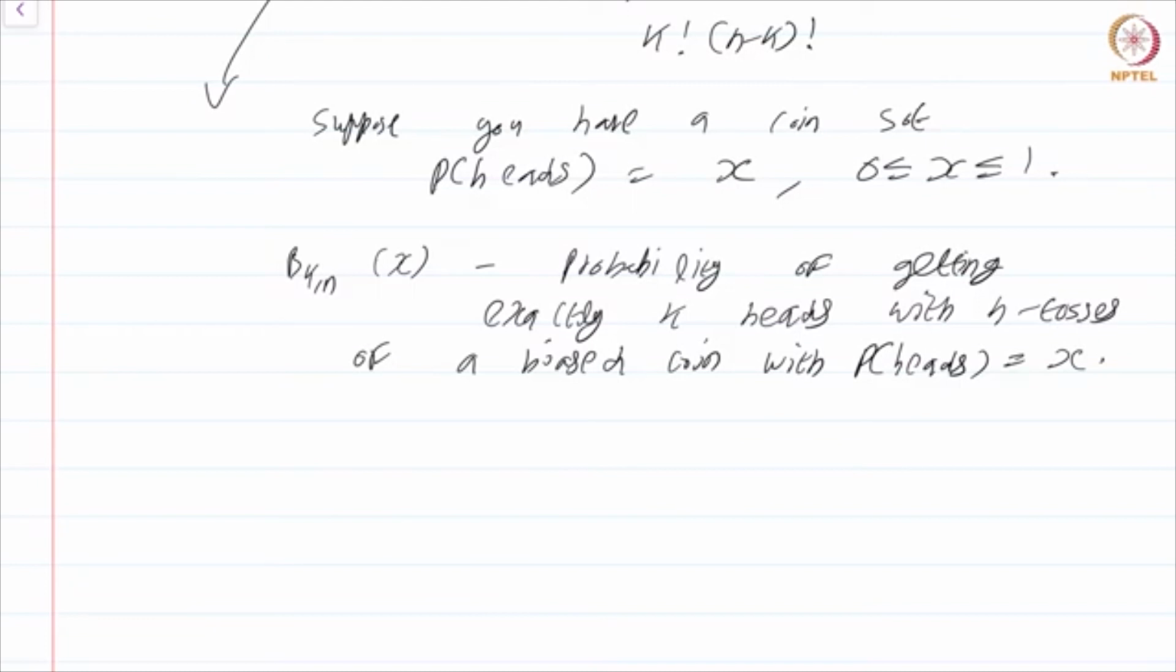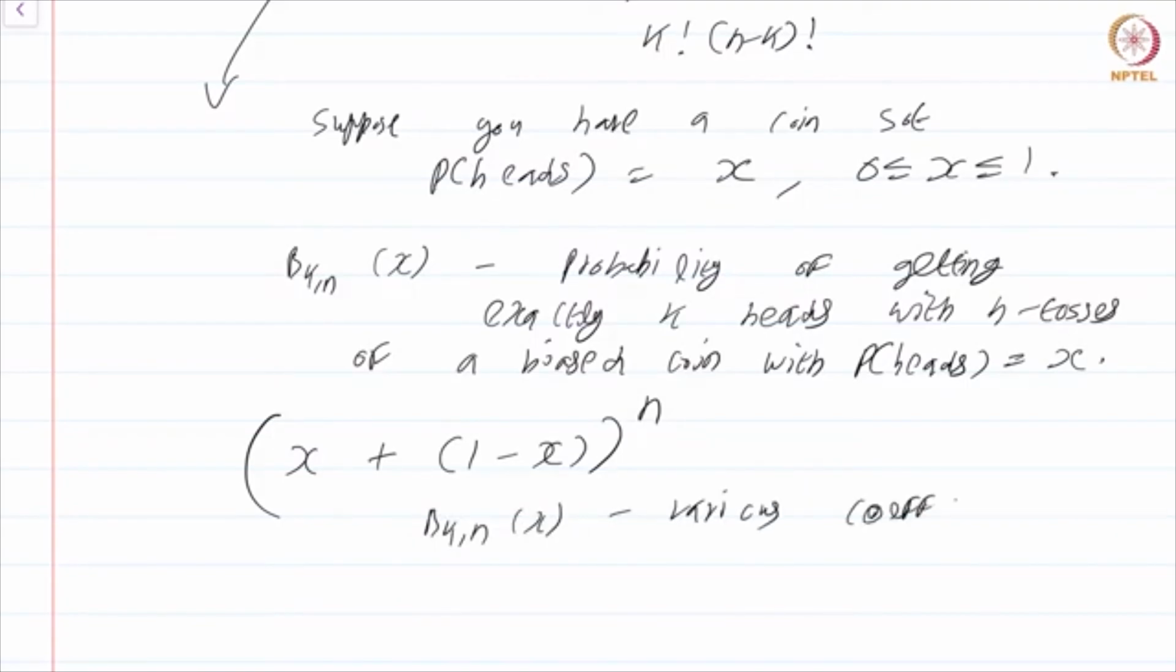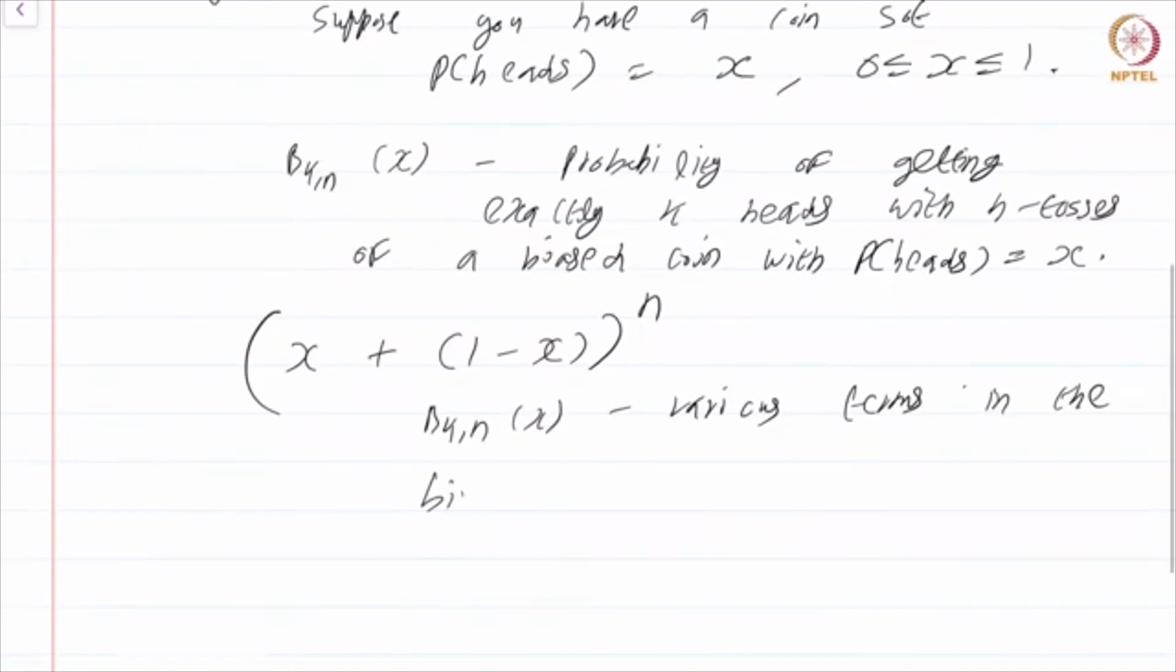On the other hand, if you are extremely scared of probability, there is another way to remember what these terms b_k^n of x are. Just look at x plus 1 minus x the whole power n. Then b_k^n of x are the various terms, not the coefficients, various terms in the binomial expansion. This is another way to remember.